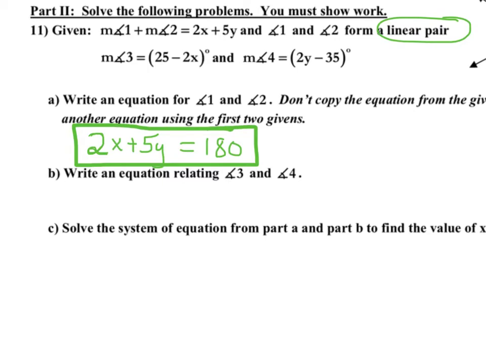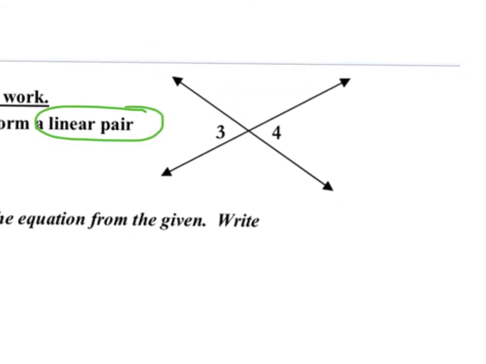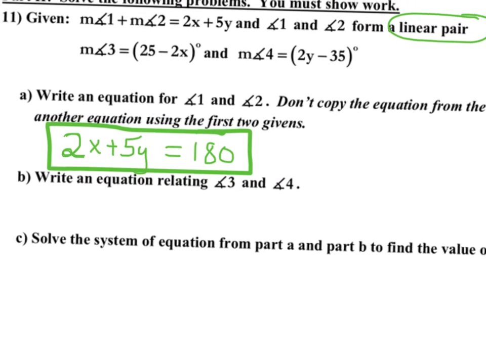Now, my second one says write an equation relating 3 and 4. For this, I have to zoom out. And let's hone in on this diagram right here. What you can see about angles 3 and 4 are that they're vertical angles. So vertical angles are always going to be congruent. Therefore, I can set angles 3 and 4 equal to each other. So my second equation is going to be 25 minus 2x, which is angle 3, equals 2y minus 35. Again, I'm setting them equal because they're vertical angles.